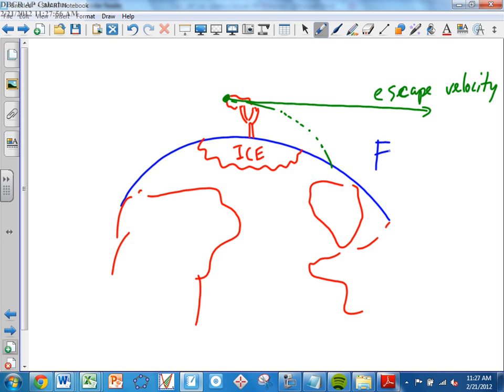So, just to give you this formula, we're not going to go through a derivation of this. We have G, M1, M2, over R squared. Now, this is where it gets a little confusing. It's called R squared. Now, R is not the radius.